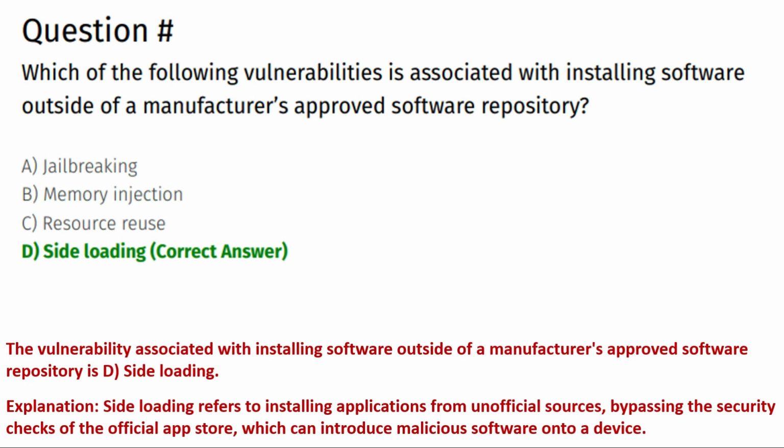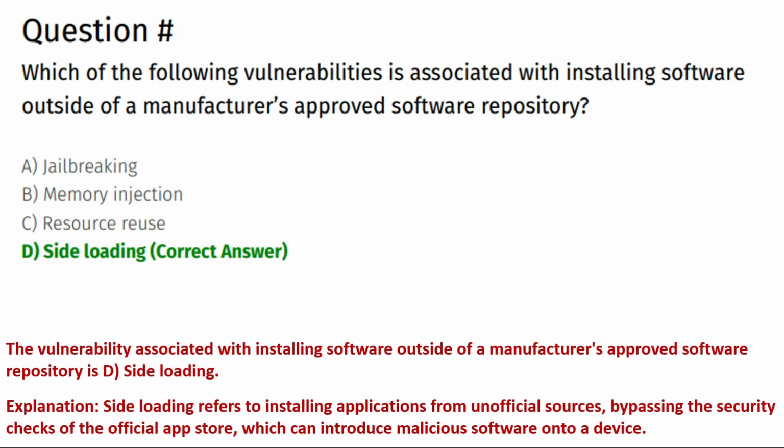Next question is, which of the following vulnerabilities is associated with installing software outside of a manufacturer's approved software repository? Option A, jailbreaking. Option B, memory injection. Option C, resource reuse. Option D, side loading. And the correct answer for this question is option D, side loading.